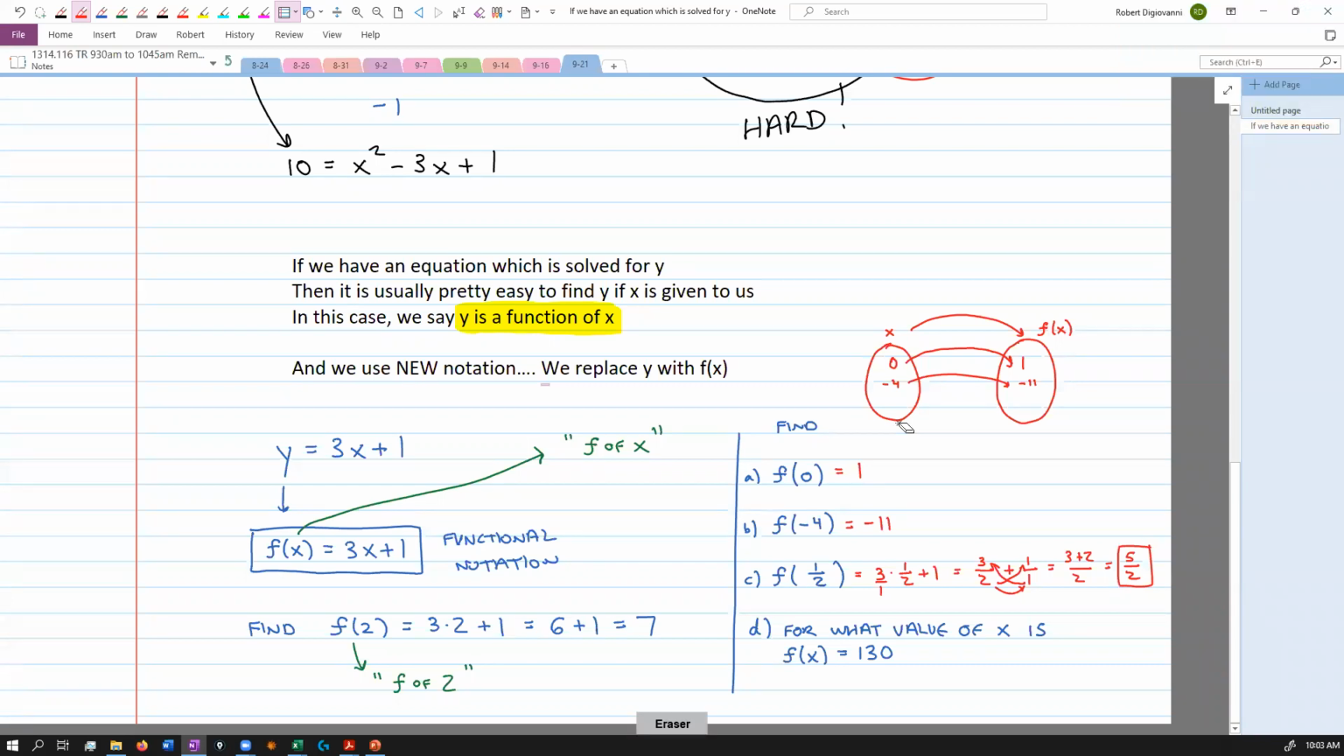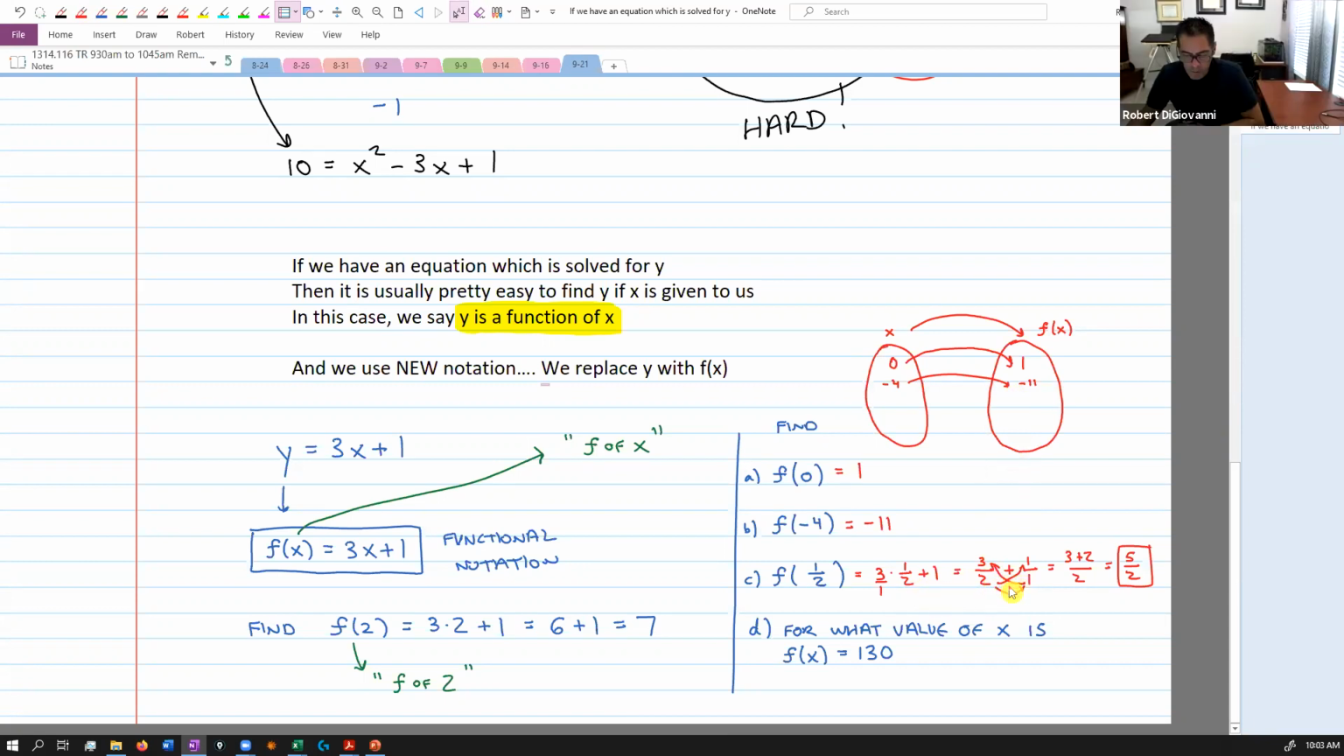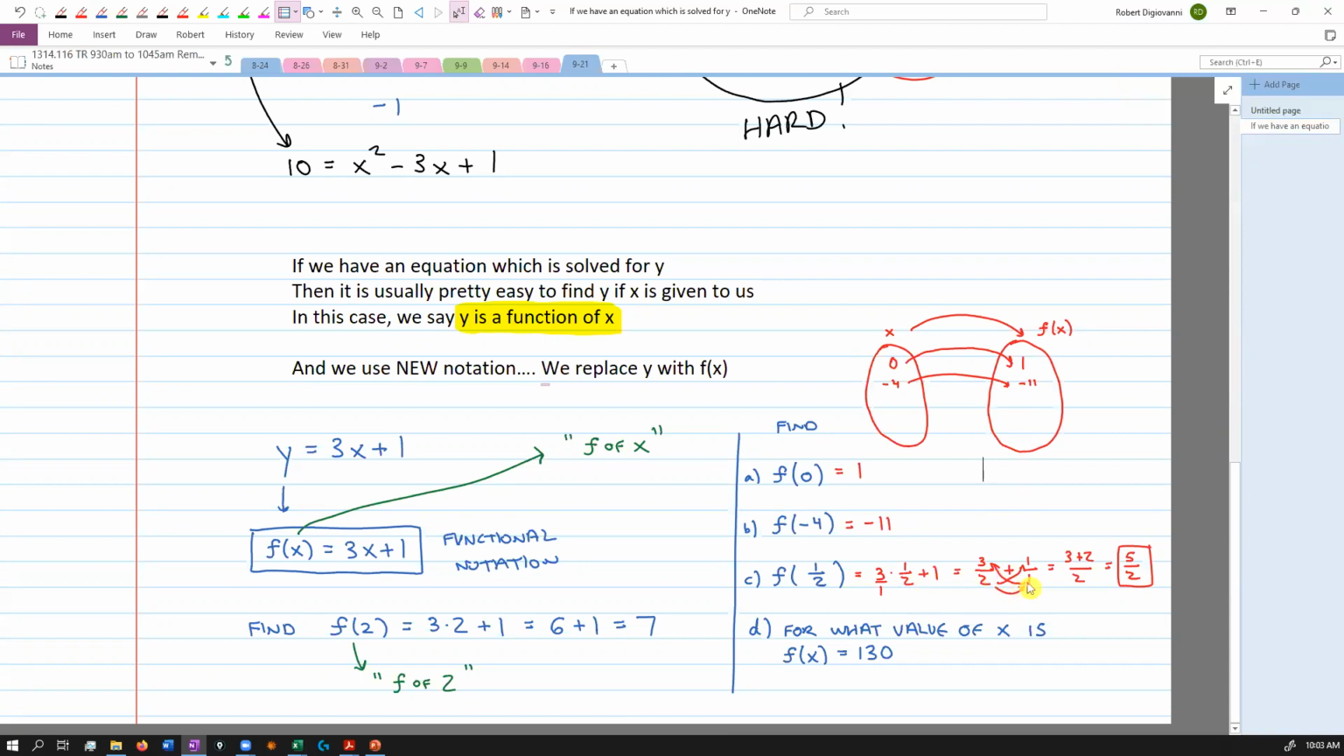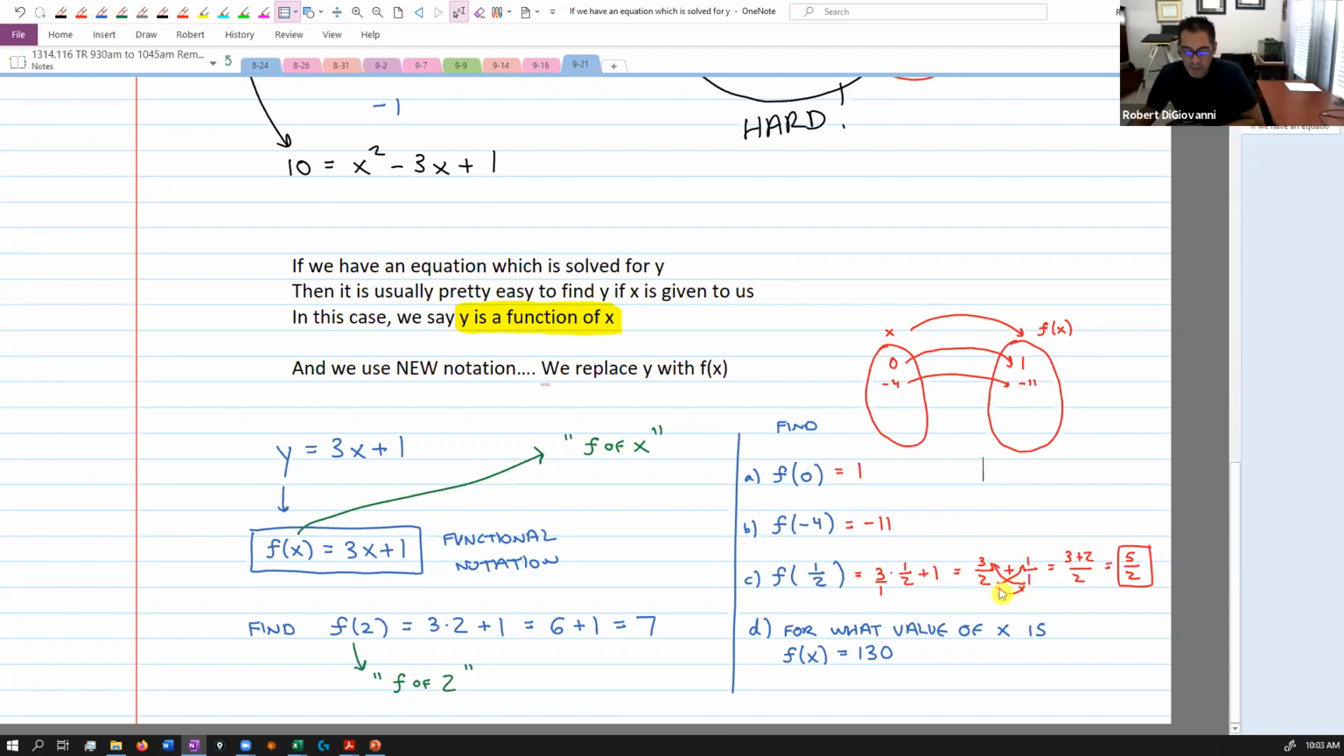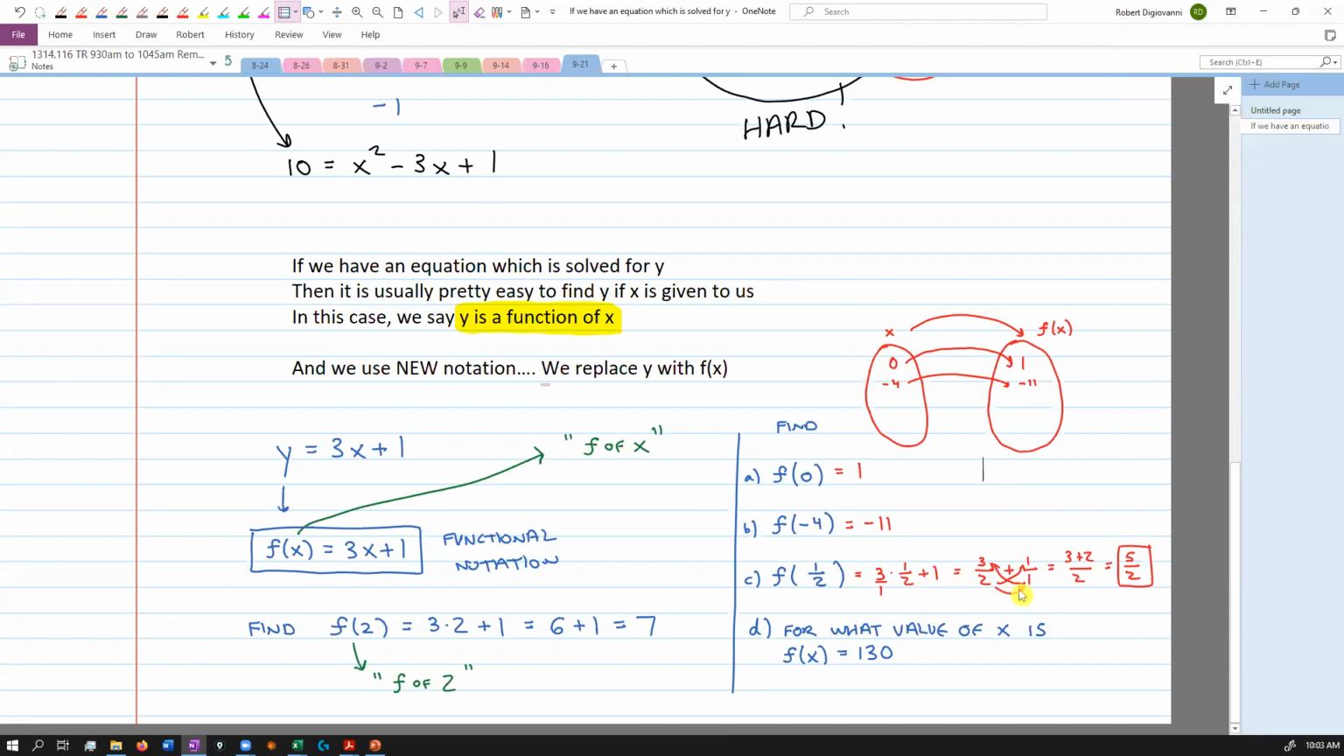Excuse me. Yes. Since it's plus, it's 3 over 2 plus 1 over 1. Why can't you say 3 plus 1? That's 4. Because they don't have the same denominator.